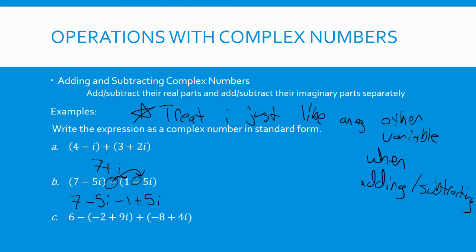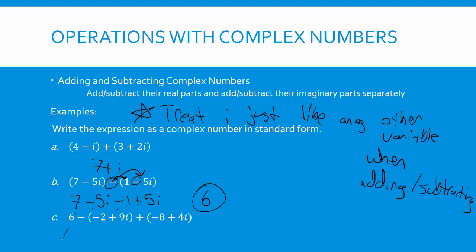From here, 7 minus 1 gives me 6. Minus 5i plus 5i turns into 0. This just leaves me with 6. So you can have two complex numbers, perform operations with, and result in a real number.